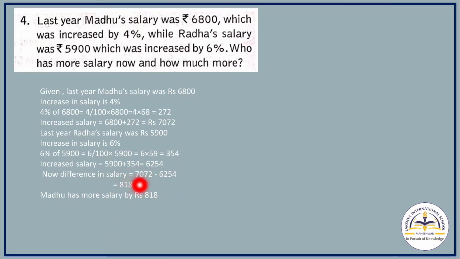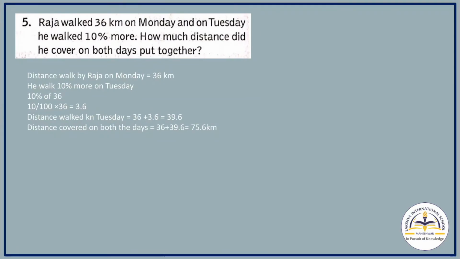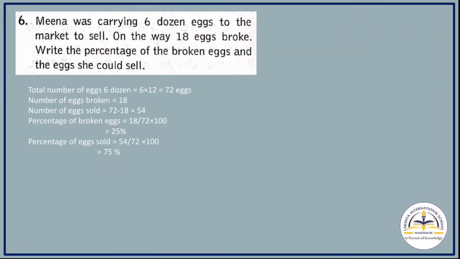Now we will find out the difference between them. So that is 818. Now you can easily write that Madhu has more salary than Radha, that is rupees 818. Now question number 5. In the same manner you have to solve.